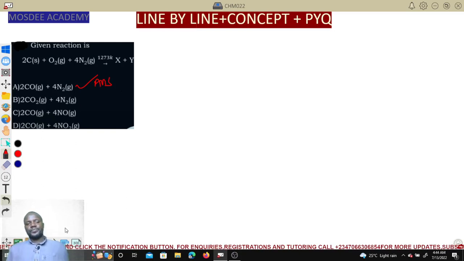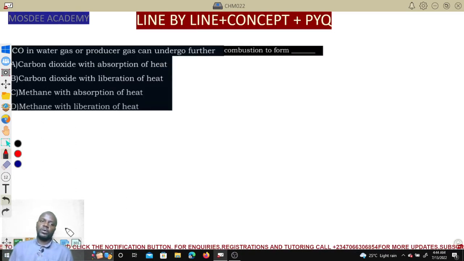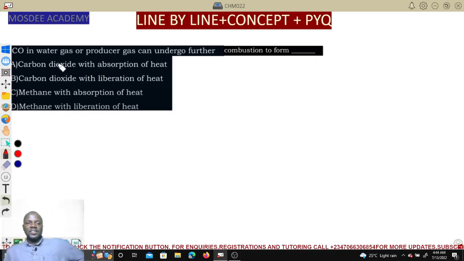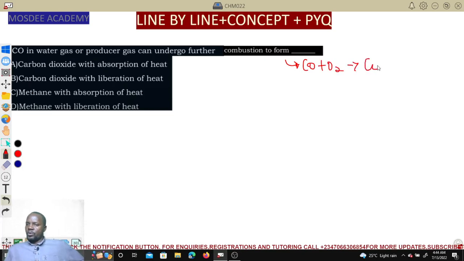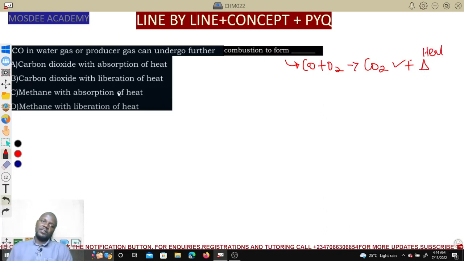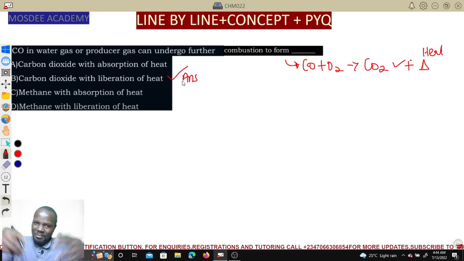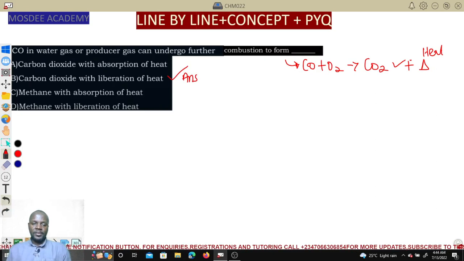The next question, if we have 30-something questions left. Now, CO in water gas or producer gas can undergo combustion to form CO2. Plus heat: whenever you see the triangle, it means heat has been given out. So when you undergo combustion, you have CO plus O2, with more oxygen, and CO2 will be formed and heat liberated. The next question.